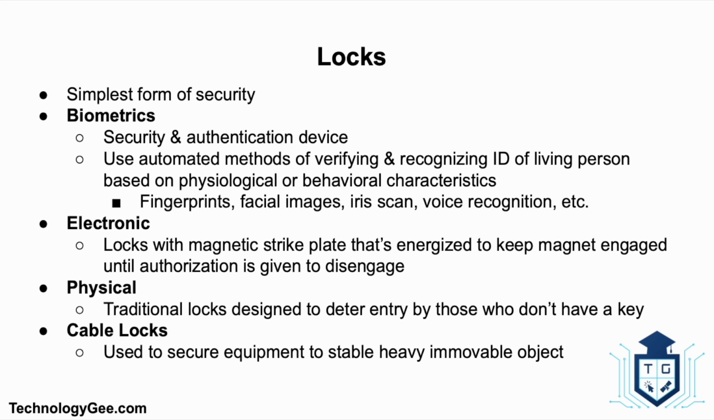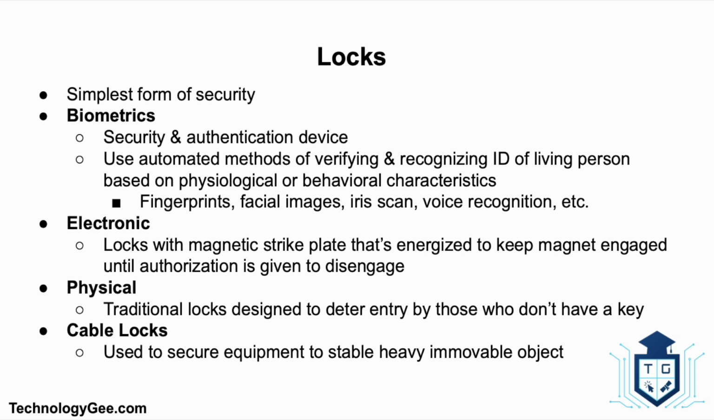And then we have locks, and these are oftentimes the simplest forms of security and are also the most effective. This is often the case with locks on all network areas and equipment. And some of those types of locks are as follows. You have biometrics. So a biometric lock is a biometric device that is a security identification and authentication device. Such devices use automated methods of verifying or recognizing the identity of a living person based on physiological or behavioral characteristics. And these characteristics include fingerprints, facial images, iris scans, and voice recognition.